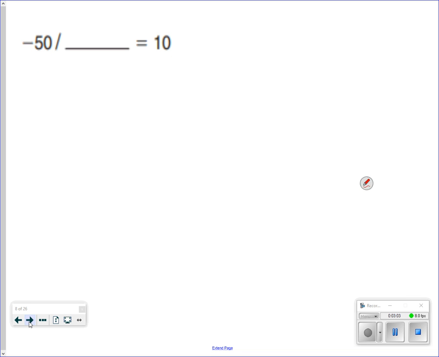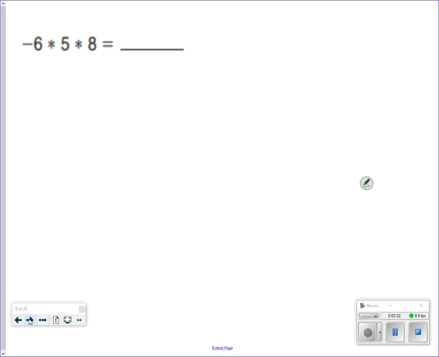Negative 50 divided by what number equals 10? Once again here, first of all, 50 divided by what is 10? I have 5. But negative 50 divided by 5 is a negative 10, and this is a positive 10, so I have to make this a negative 5. So remember, first of all, just divide. What is the division answer, or what is the multiplication answer? Well, 50 divided by 5 is 10. Now let's just make sure the signs make sense. Negative divided by negative is a positive.